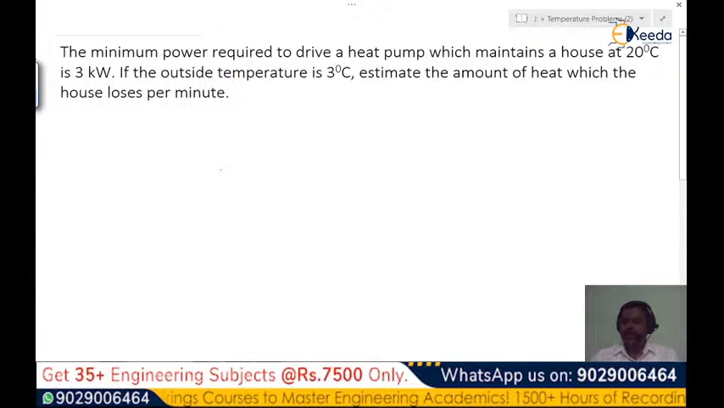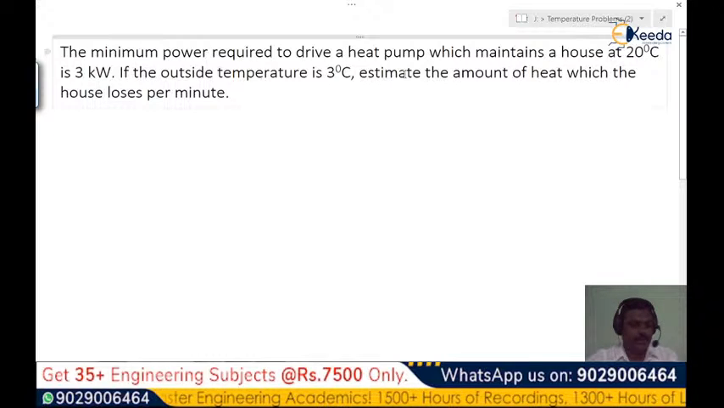The minimum power required to drive a heat pump which maintains a house at 20 degrees Celsius is 3 kilowatt. If the outside temperature is 3 degrees Celsius, estimate the amount of heat which the house loses per minute. That is very important. What is the heat that is lost from the room per minute is the question.